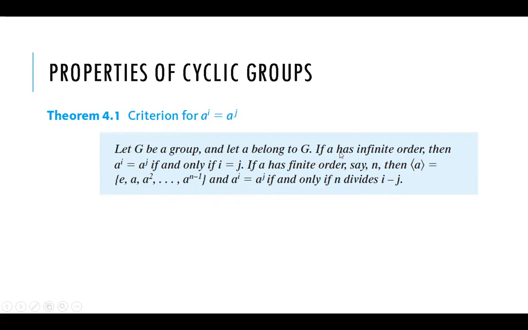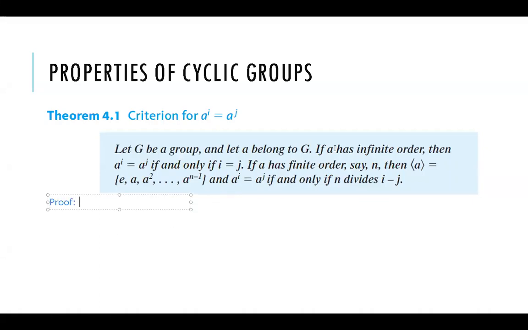The first part says if in case of infinite order, this will hold. Second part says if it has finite order, then the number of elements in the subgroup generated by a will be n, and these are the elements which are contained in this subgroup. And the third property says if it has finite order, then a^i is equal to a^j if and only if n divides i minus j. So I'll prove all these 3 properties one by one. So let me start with the first one.